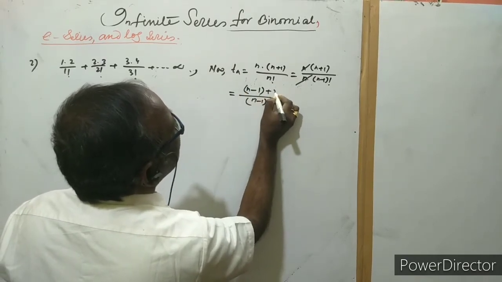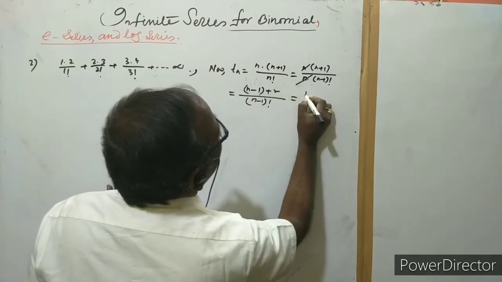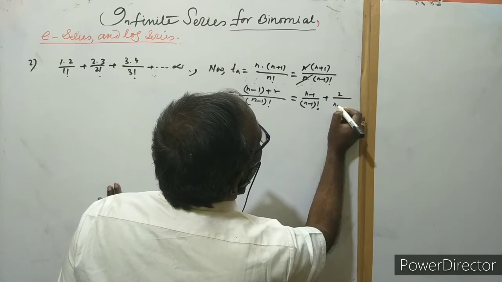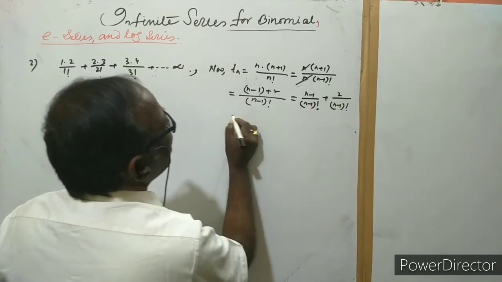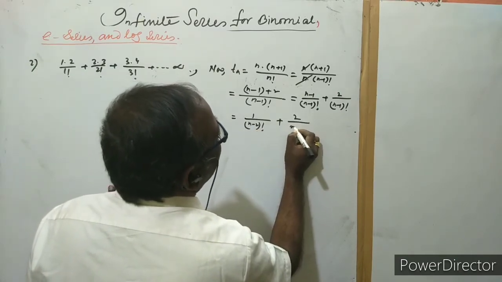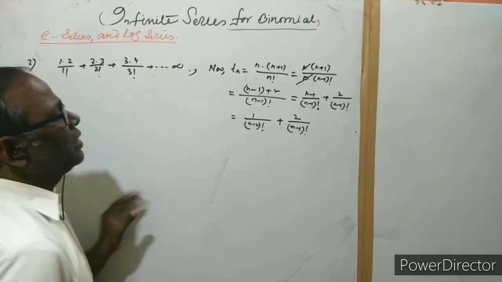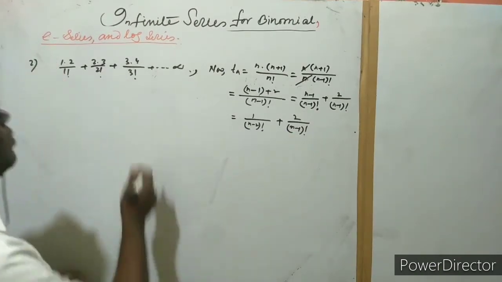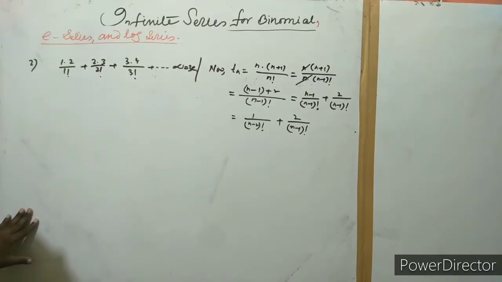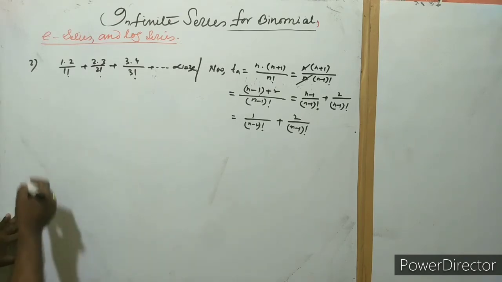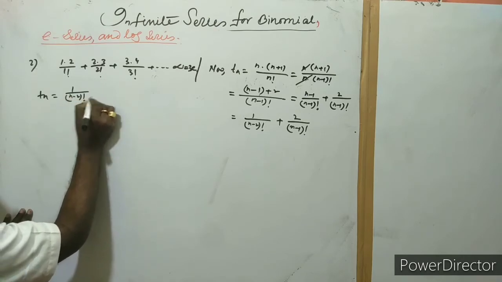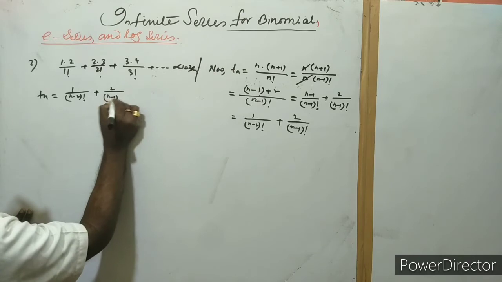So we have n plus 1 by factorial n minus 1, which splits into n minus 1 by factorial n minus 1, plus 2 by factorial n minus 1. These two factors are cancelled, then you are left with 1 by factorial n minus 2. The other is 2 by factorial n minus 1. Directly you can say this is e and this is 2e, so you have to show that the sum is 3e. How is it 3e? Now I can write Tn as 1 by factorial n minus 2 plus 2 by factorial n minus 1.